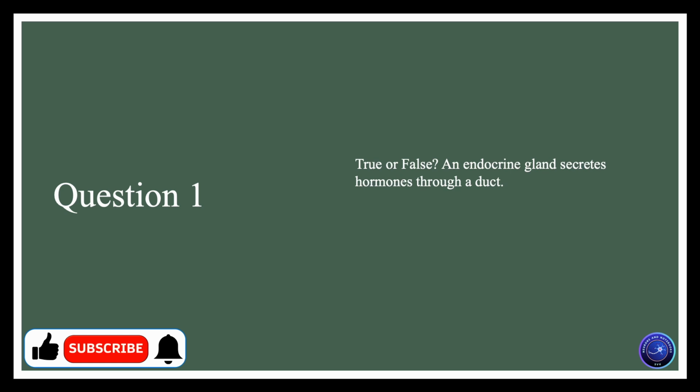Question time. True or false? An endocrine gland secretes hormones through a duct. I'll give you 5 seconds to answer. If you said false, that's correct. An endocrine gland secretes hormones directly into the bloodstream. An exocrine gland requires a duct. So this sentence can be rephrased to say an endocrine gland secretes hormones directly into the bloodstream, or an exocrine gland secretes hormones through a duct.